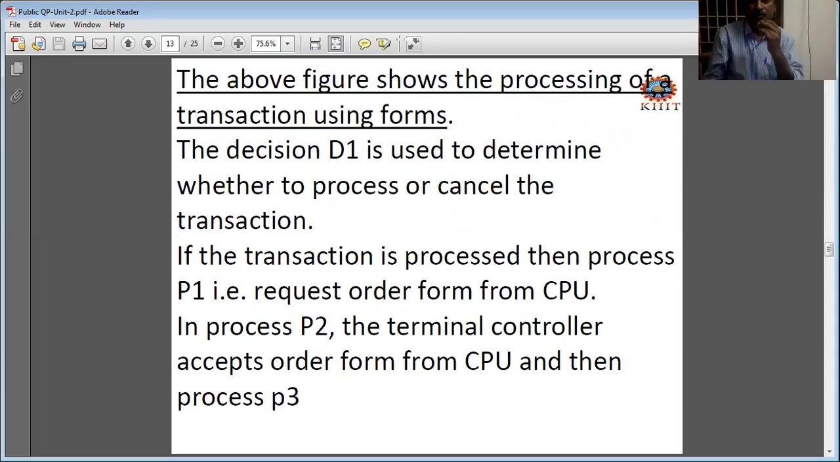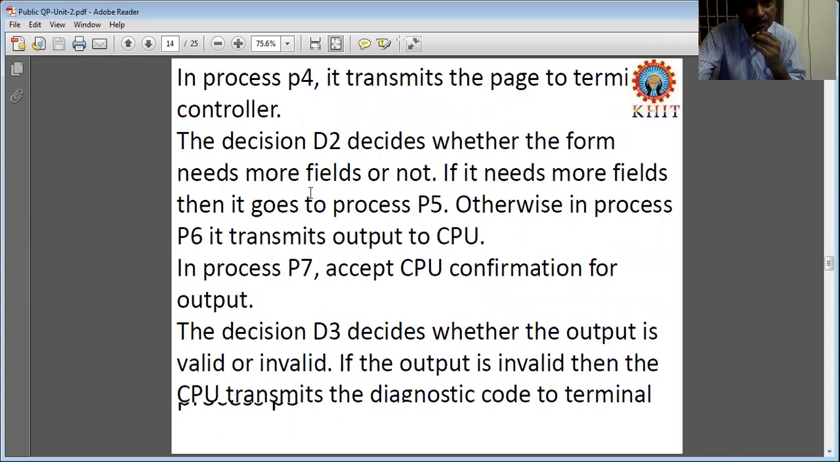See, here I have written the description. The above figure shows the processing of a transaction using forms. The decision D1 is used to determine whether to process or cancel the transaction. If the transaction is processed, then process P1 requests the order form from the CPU. In process P2, the terminal controller accepts the order form from the CPU, and then process P3. In process P4, it transmits the page.